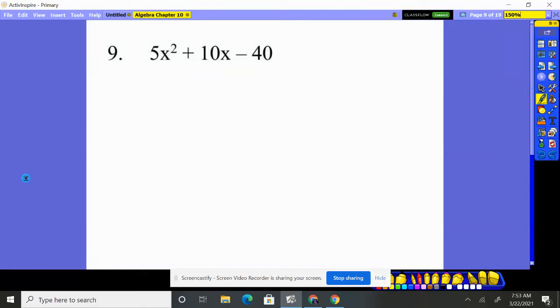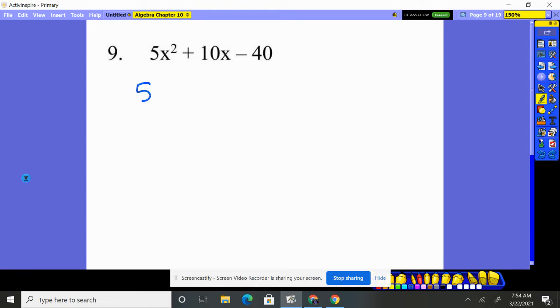Number 9, we want to break down this trinomial into the product of two binomials. The first thing we notice is that in front of x squared, there's a 5. That tells me more than likely we might need to factor out a greatest common factor. And in this case, we will. We need to bring the 5 out because 5, 10, and 40 all have a common factor of 5.